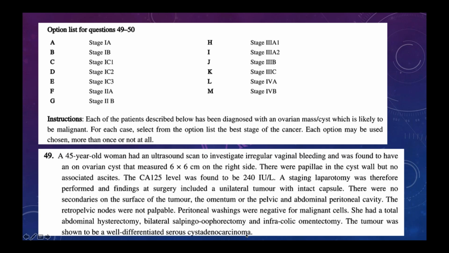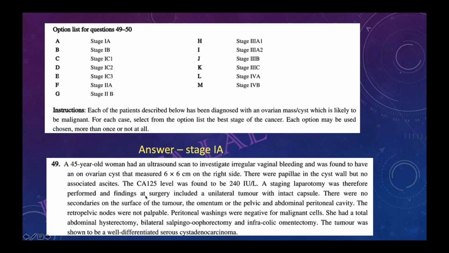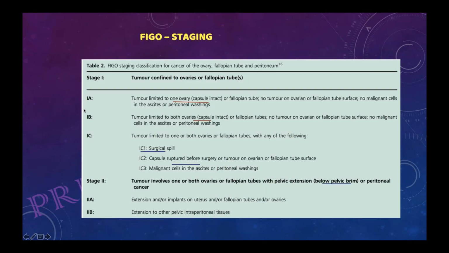Tumor was well differentiated serous cystadenoma. What is the stage? 1A, ma'am. Yes, it is 1A, because one tumor, one ovary involved and capsule intact. So now see, this is the FIGO staging. So 1A, tumor to one ovary, capsule is there. 1B, tumor to both ovaries, capsule there. But 1C, capsule gone.